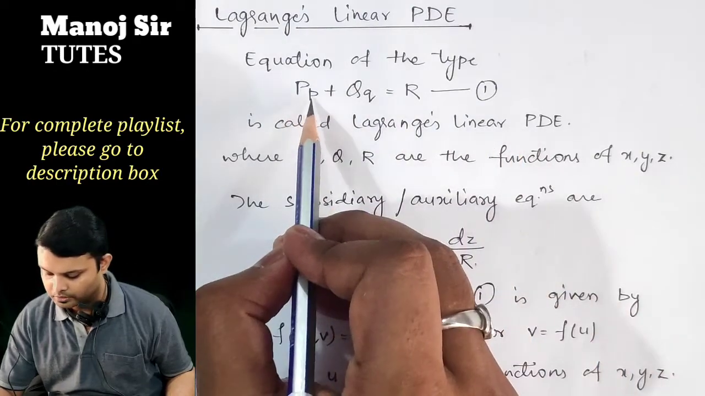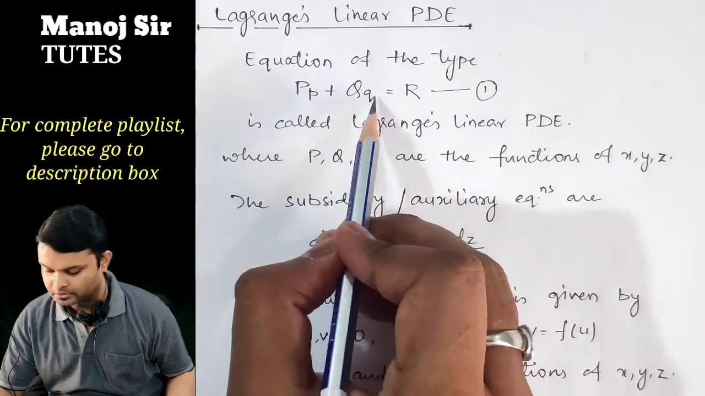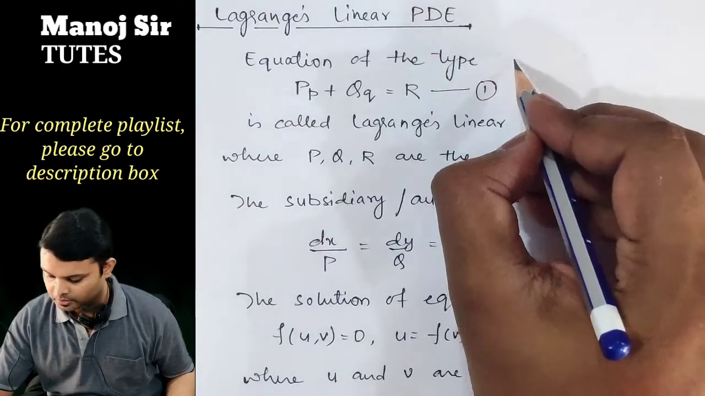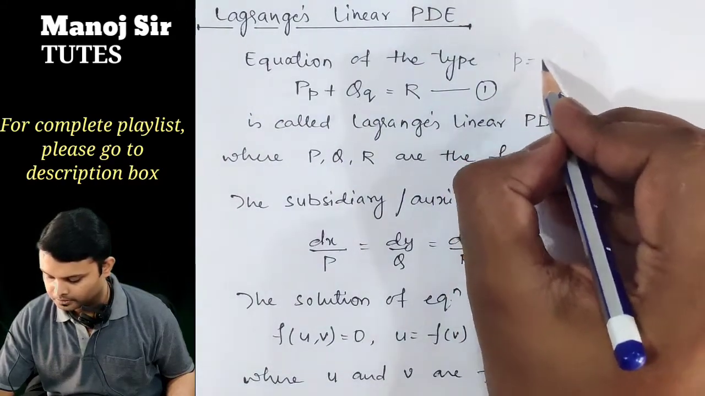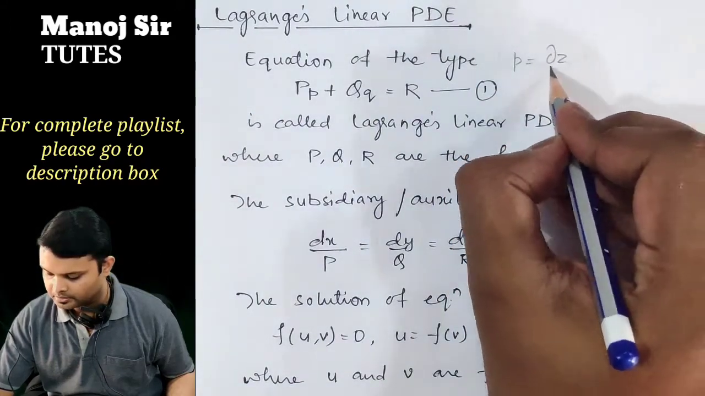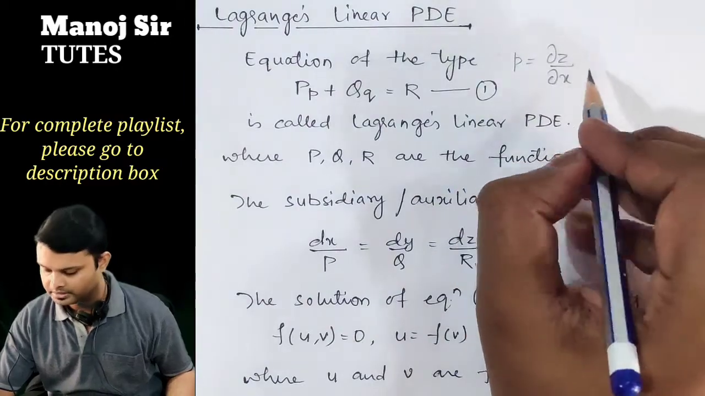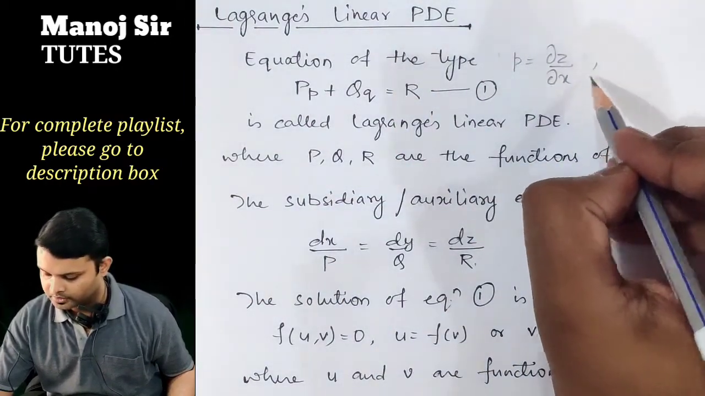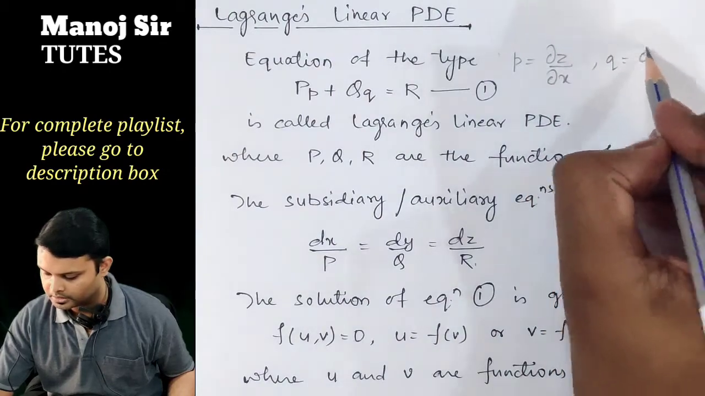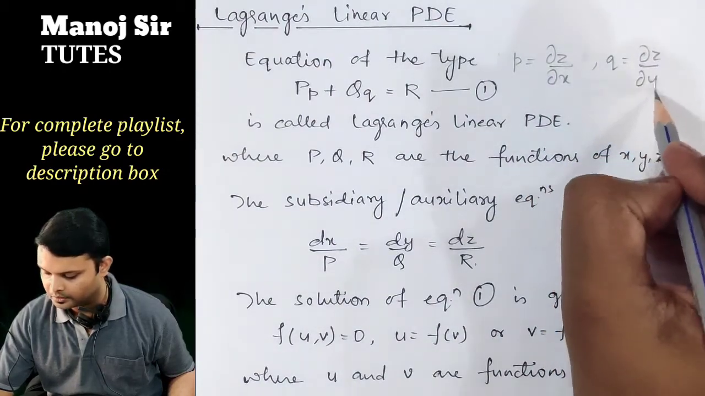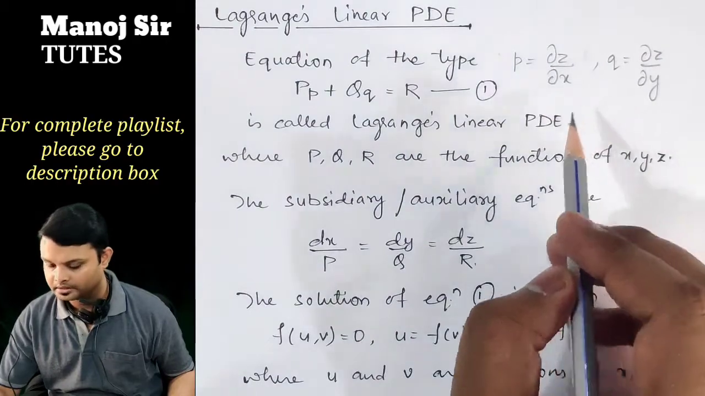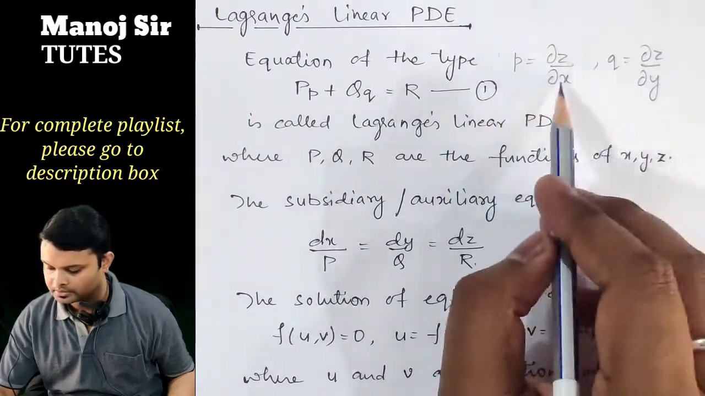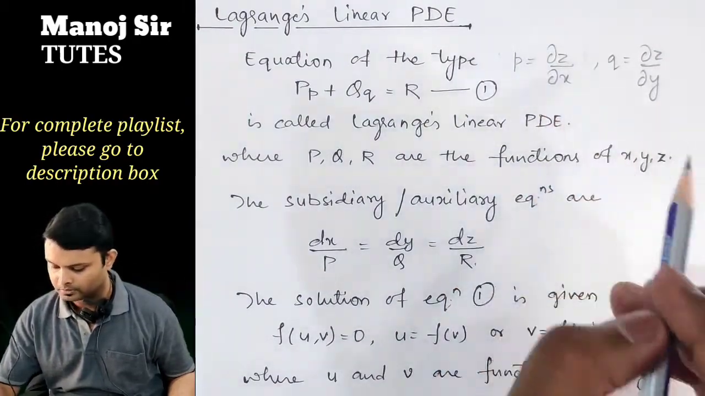Where small p and small q are what? Small p is del z upon del x. We have already seen this in video number 1 of this playlist. And small q equals del z upon del y. We have already seen this in video number 1, so we are not going to discuss it more.